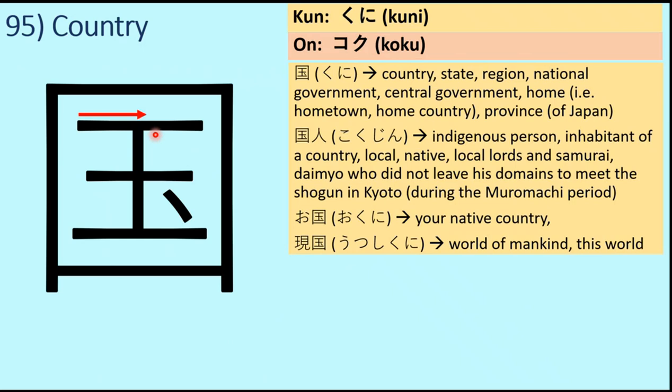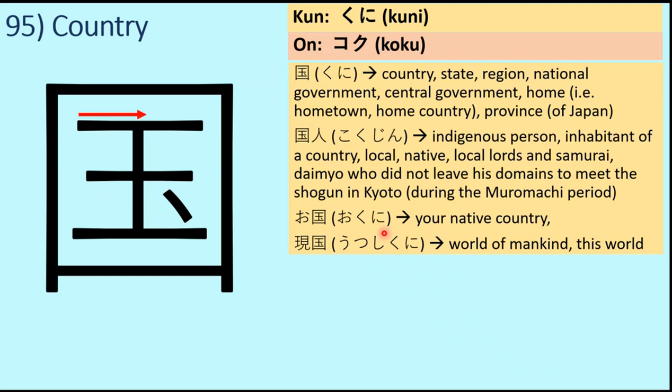Then we have kokujin. Kokujin means indigenous person or inhabitant of a country, that is a local or native, local lords, samurai, daimyo who did not leave his domains to meet the shogun in Kyoto during the Muromachi period. To understand this, one has to read the history of Japan. Today it is not possible to discuss all this. We can discuss this separately in our other series like extra shots or any other series. Okuni means your native country. You are adding this honorific O in front of Kuni to show more respect to your native country.